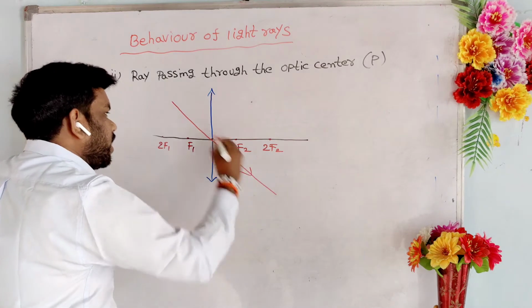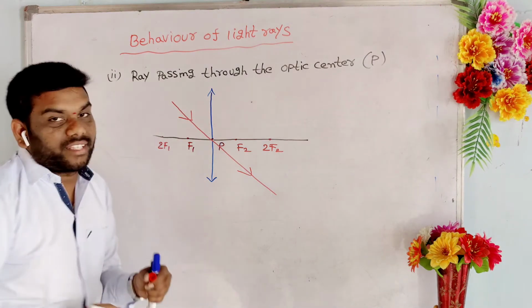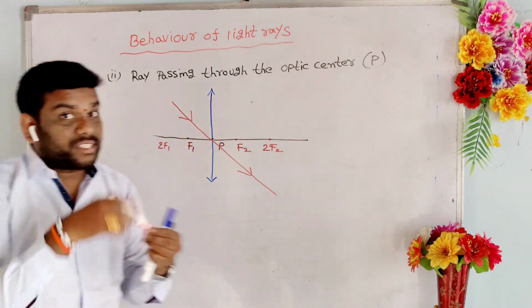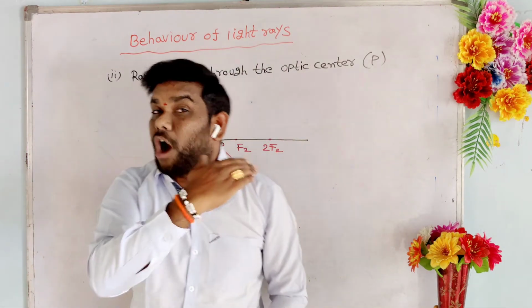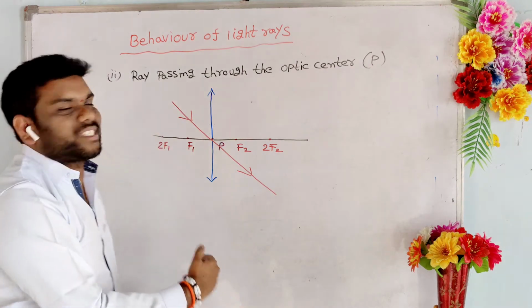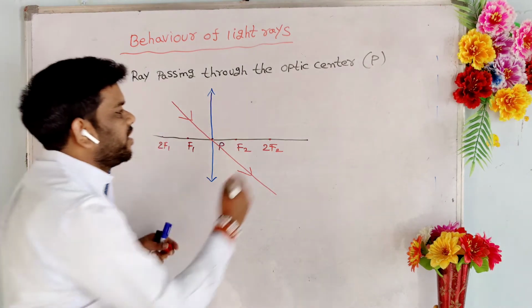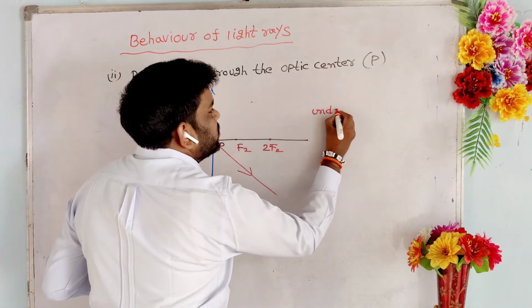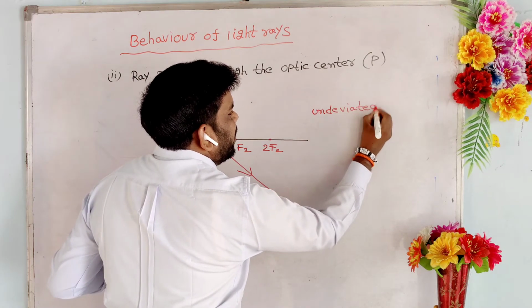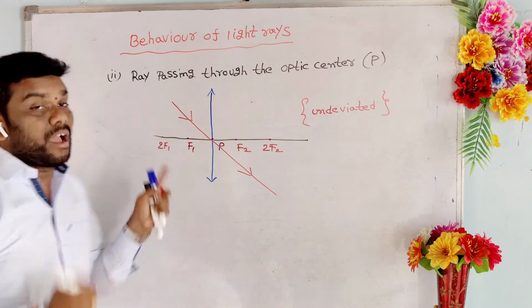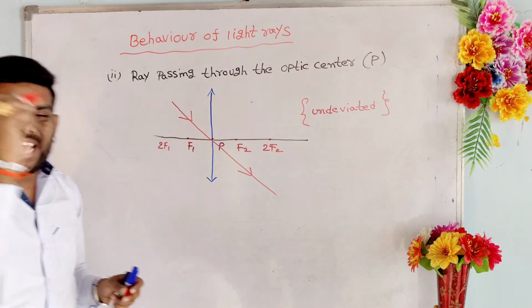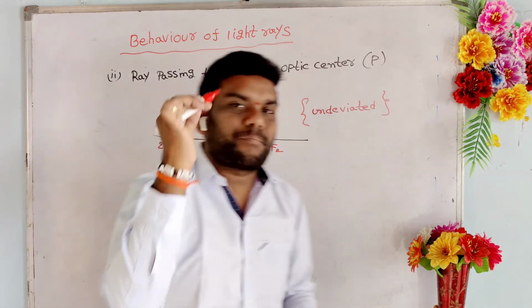This one, a ray passing through the optic center. Previous, a ray passing through the principal axis. Similarly, a ray passing through the optic center. In this case also the light ray is undeviated. What is that? Undeviated. Undeviated means there is no refraction, passing through the optic center as well as passing through the principal axis.